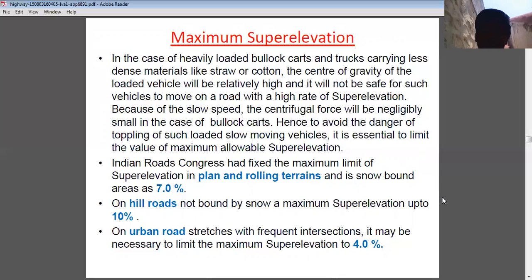The Indian Road Congress (IRC) has fixed the maximum limit of super elevation in plain and rolling terrains and snow bound areas at 7%. On hilly roads not bounded by snow, the maximum super elevation is up to 10%. If there is snow or ice fall, it is 7%; if not, it is 10%. On urban road stretches with frequent intersections, it may be necessary to limit the maximum super elevation to 4%.